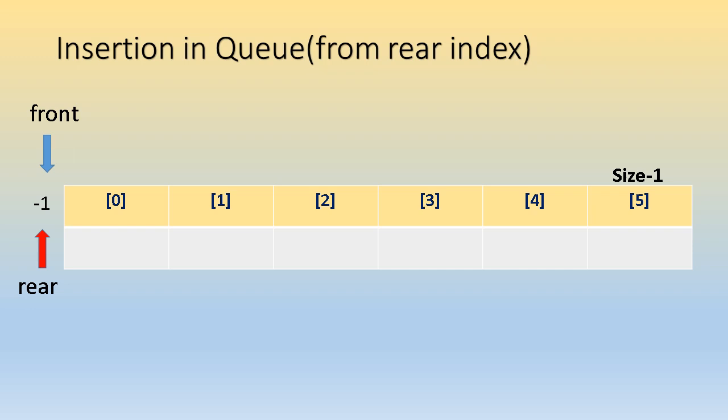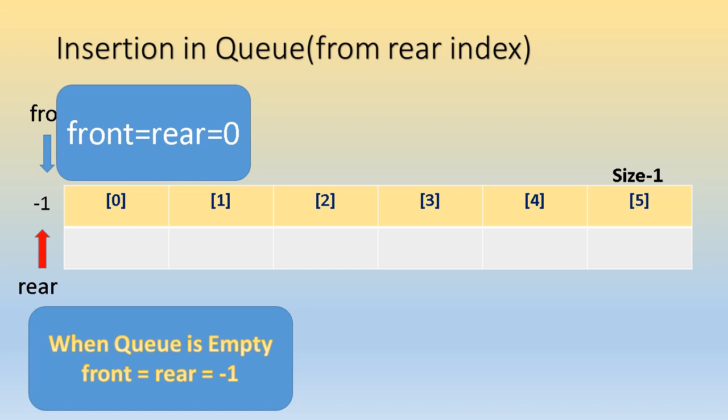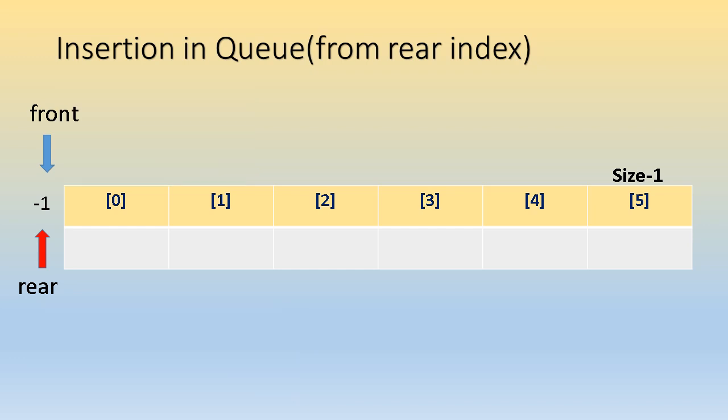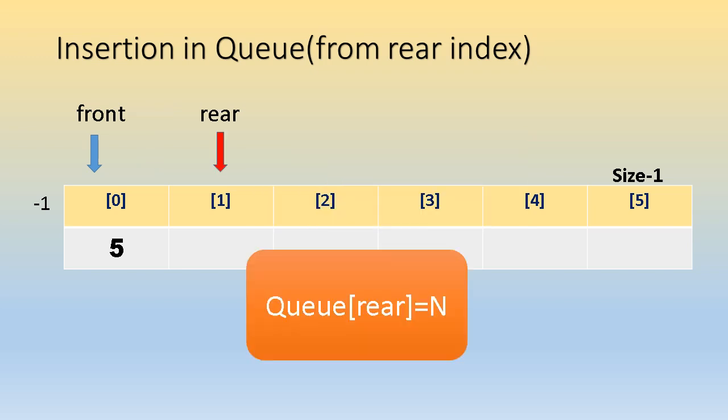So what we have to do, first we check whether the queue is empty or not. If it is empty, then we take both front and rear at index number 0. Okay, so front equals rear equals 0. So we will take both of them at index number 0 and then we can insert the element at the rear index. In the other situation, we can simply increment rear only. Rear equals rear + 1. Then we can assign the value at the rear index.